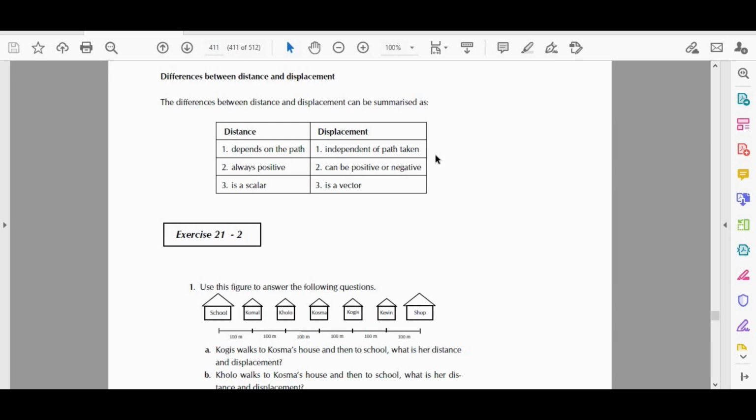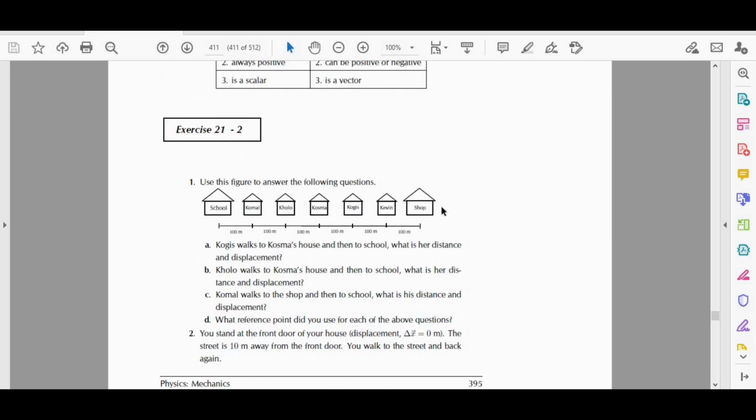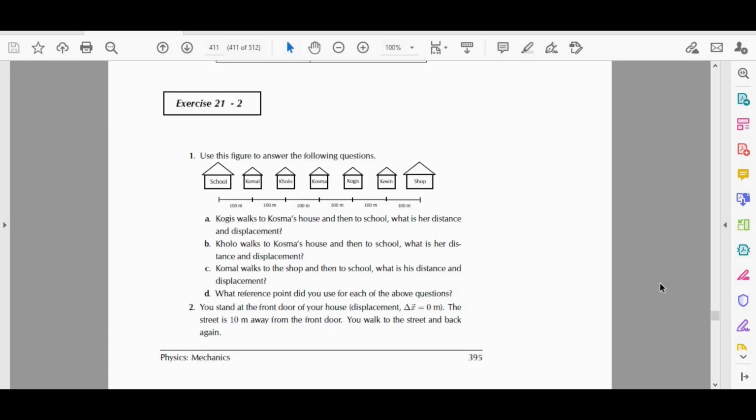Now we have a little exercise here, and we're just going to do number 1. I'm going to let you have a look at it, and then I'll read through it when we come back and have a look at the answers. Kogis walks to Cosmo's house and then to school. What is her distance and displacement?